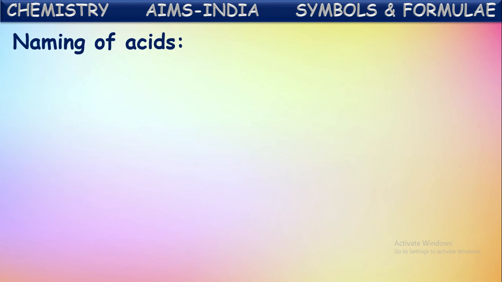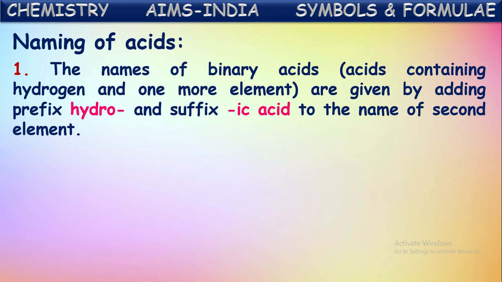Now let us see naming of acids. The names of binary acids. Binary acids means, as we told earlier, binary compounds are compounds containing only two elements in the molecule. In the same way, binary acids means the acids made up of only two elements. Out of those two, one will be hydrogen. So the acids containing hydrogen and one more element are named as binary acids.